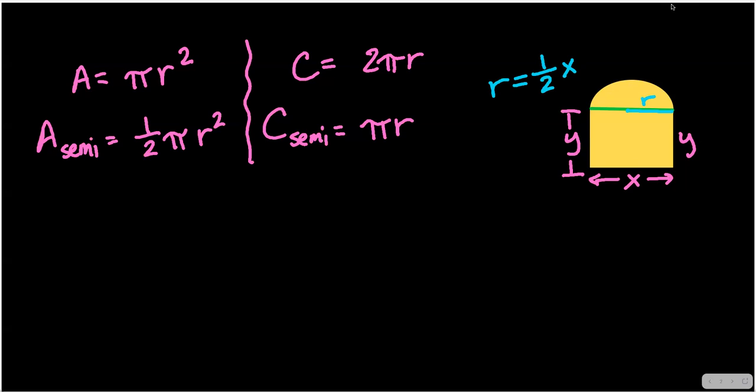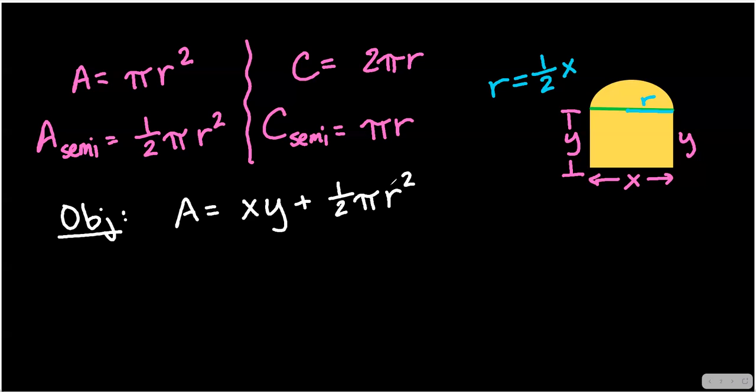Okay, so again, what we're trying to do is set up some information for this. Our objective is to find out how we maximize the area. So we've got our area here, which is our x, our y, plus half of pi r squared. So this is our rectangle, and this would be our semicircle. We're trying to maximize this.